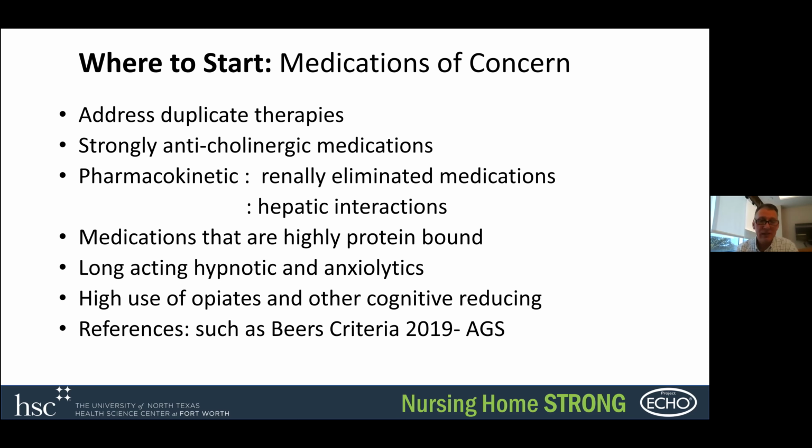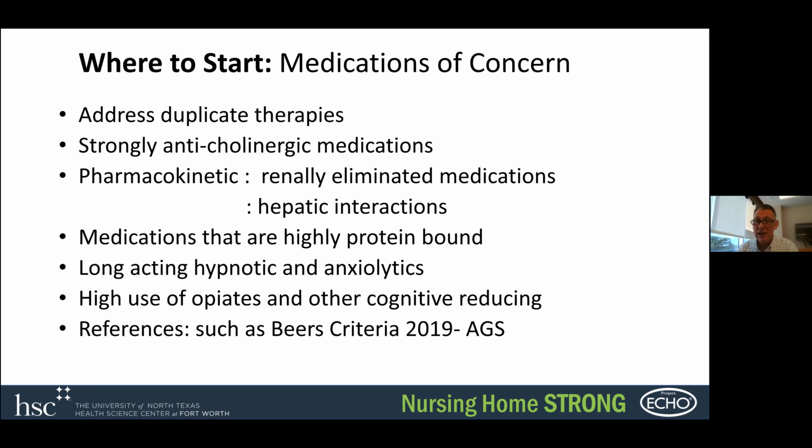Medications that are highly protein bound, that's an issue, especially if someone's not eating. If the medication is attached to the proteins that go through your body, then if your protein levels drop, those medications have a larger effect. And so this is where diet connects with medication use. We have a whole list of medicines that we keep track of if someone stops eating. Long-acting hypnotics and anxiolytics is another area of polypharmacy we're concerned about.